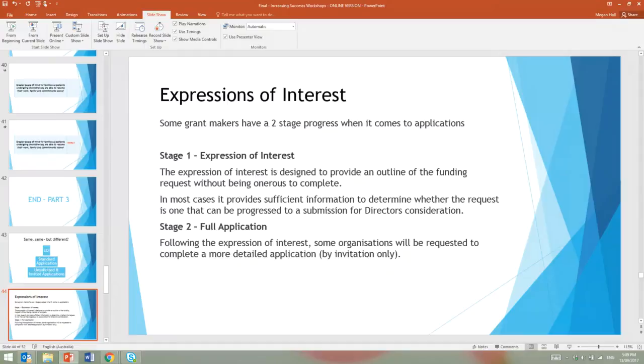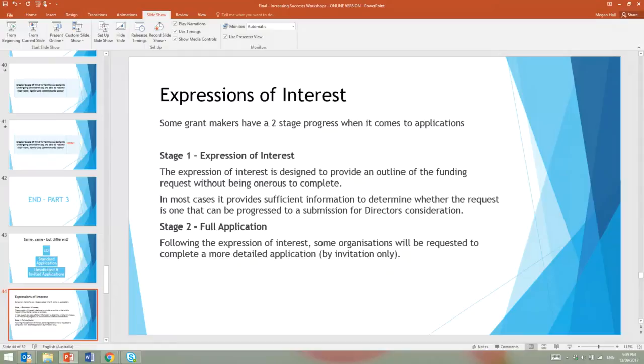This may be used if the directors are time poor, but they also want to be more strategic and clever about the way they administer their grants. They may say, we're going to run an EOI and see what we get out of it, and see whether we can eliminate down to some really key prospective people that we can then move on to stage two. Stage two is then the full application.